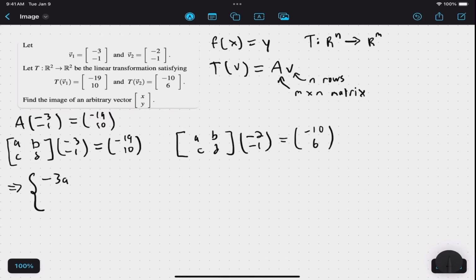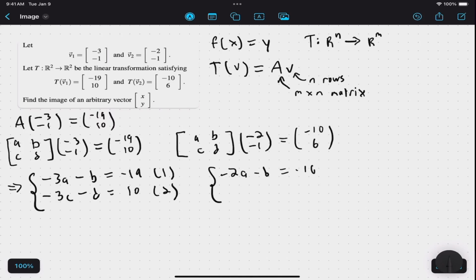We get -3a minus 1b is equal to -19, and I'm just going to call this equation 1, and we do the same for the other rows. So -3c minus d is equal to 10, I'll call this 2, and for the other side as well, -2a minus b, this will be 3, and this will be 4.